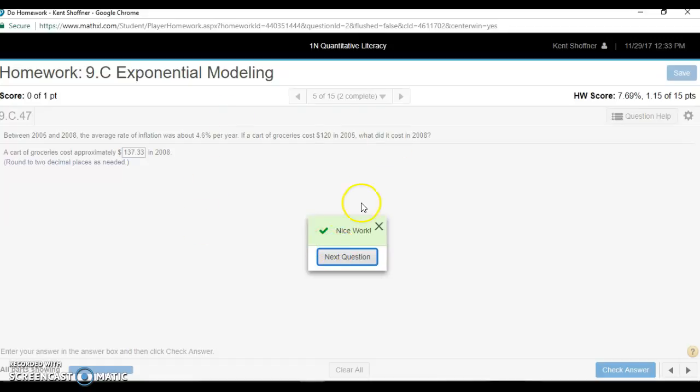So you can find any answer you want to find using that, plugging it into the y equals in your graphing calculator, and then hitting second graph to look at the table.